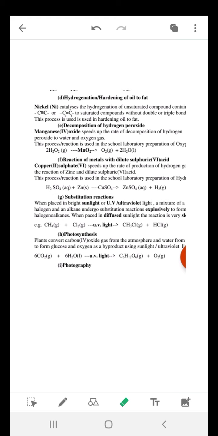And we say that preferably zinc metal is used. Magnesium metal can also be used. We gave the reason why it's not commonly used. Do you remember that?